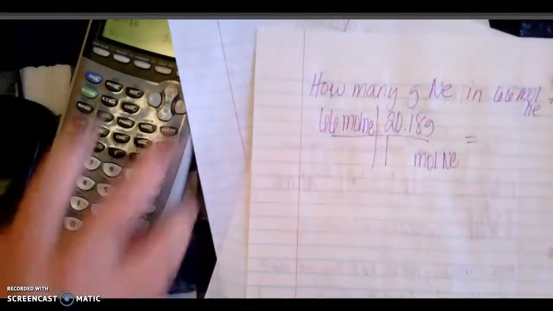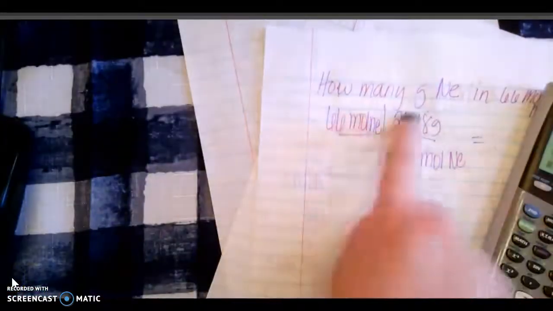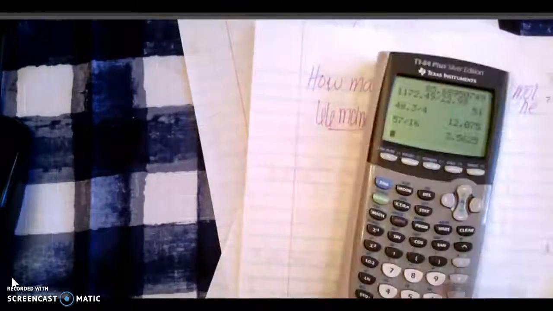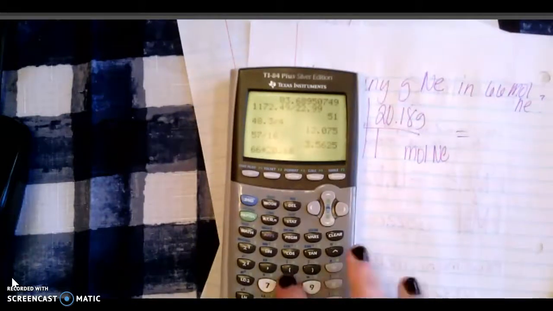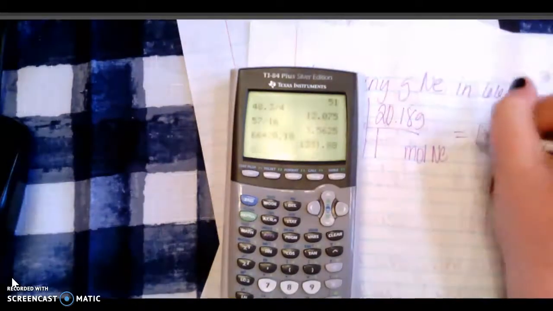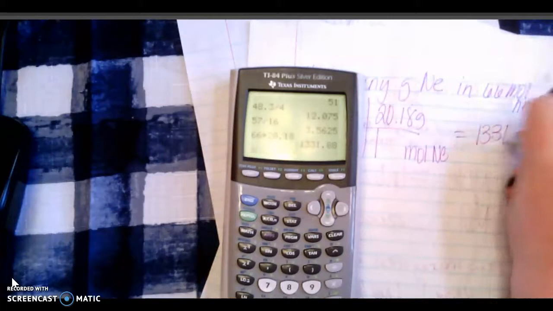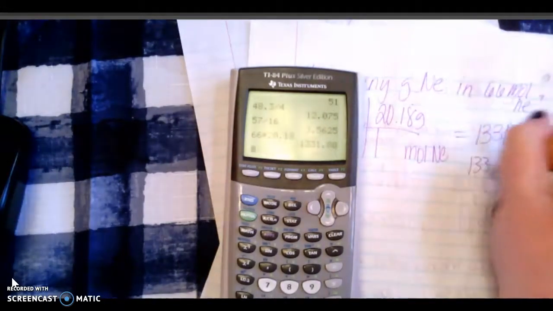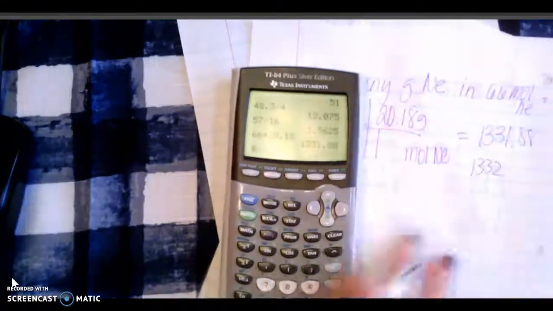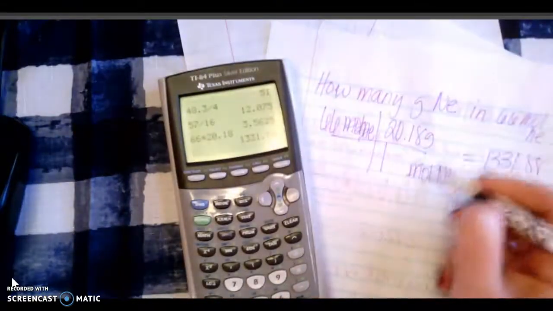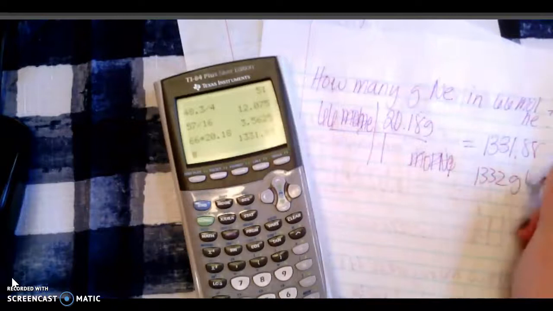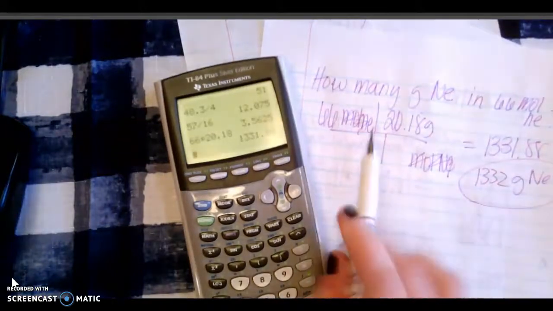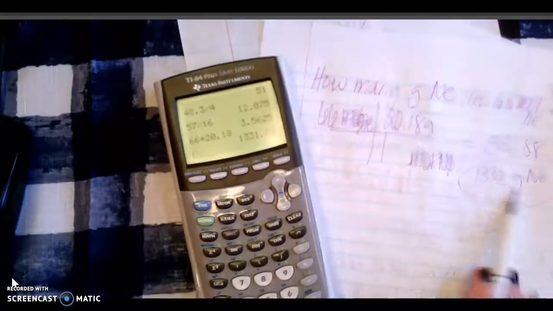Okay, and then I'm putting that in my calculator. And remember, if they're side by side like that, you multiply. So it is 66 times 20.18, and that gives me 1331.88. But again, I only want 4 digits, so 1332. My moles canceled. All I'm left with is grams of neon. And again, how many grams? That's how many grams.